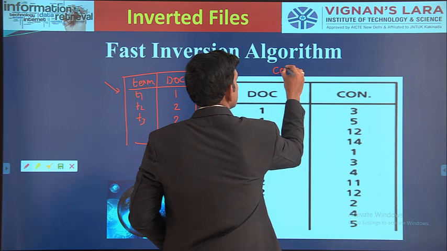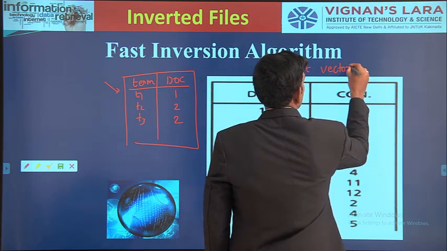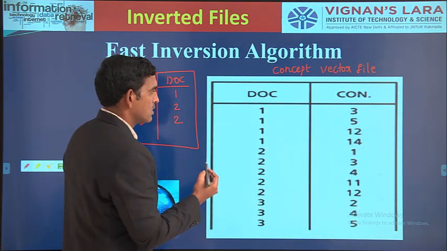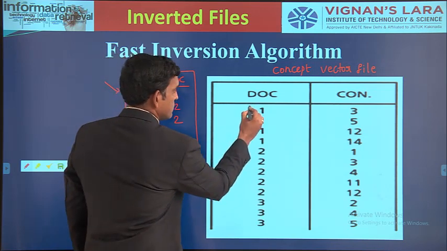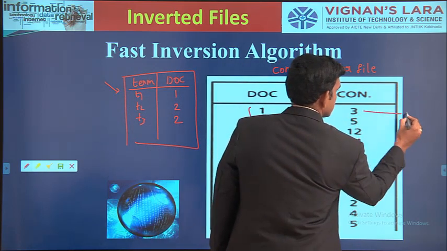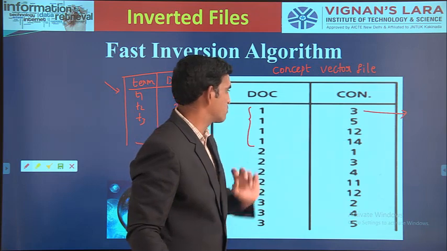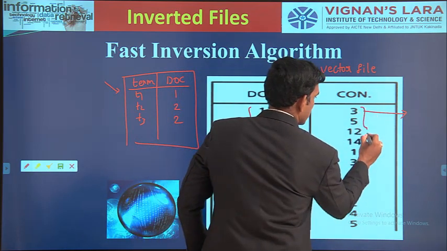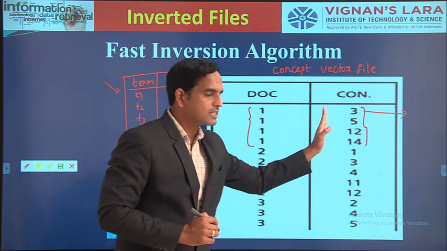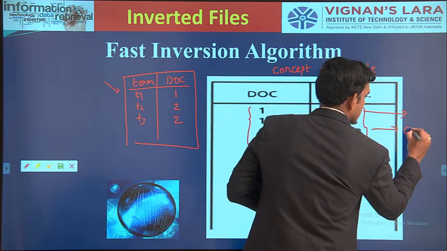So the concept vector file will contain, in the first document, that is document 1, what are the concepts which are present. That is concept 3, concept 5, concept 12, concept 14. So these 3 or 4 concepts are present in document 1. From where will these concepts come? These concepts will come from a collection.